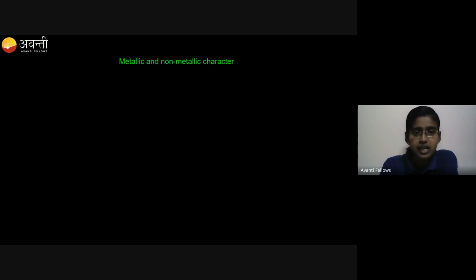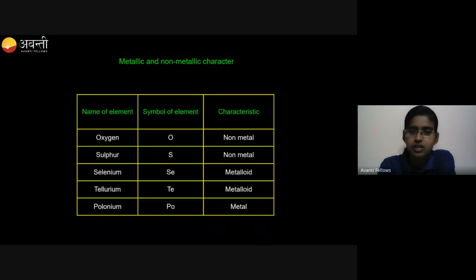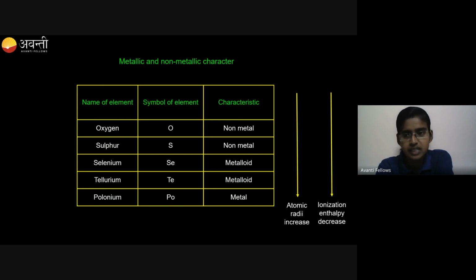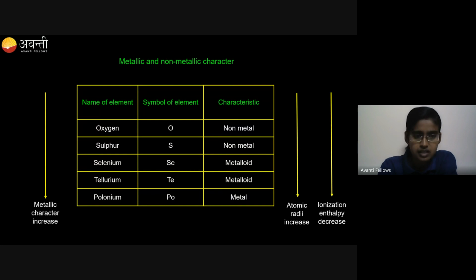Then coming to the metallic and non-metallic character, the first two elements are non-metal. This we have already seen in the first slide, no? Oxygen and sulfur are non-metal. Selenium and tellurium, they are metalloid, which is otherwise called semi-metal. And the last, polonium, is the only metal in this group. So as atomic radius increases, ionization energy decreases, metallic character increases. These are all the general trend for all the group elements. Okay. So this is about the physical properties of group 16.